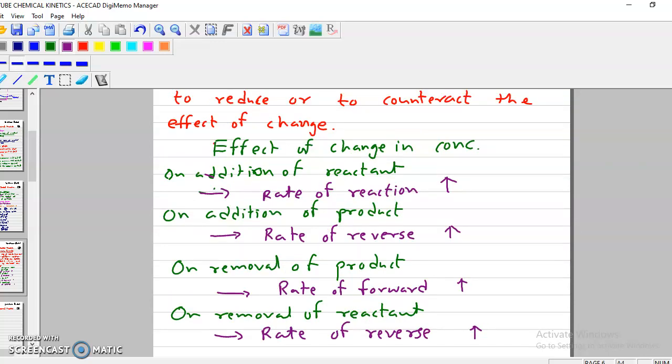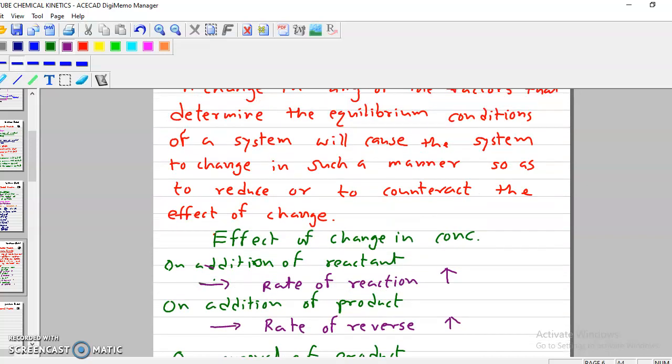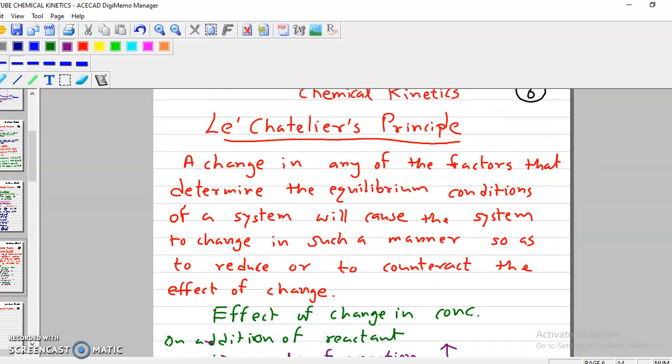Okay, so this way we can have the effect of temperature as well as the effect of pressure change. At present, our intention is to study chemical kinetics, and in that case the change in concentration of reactant is very important.